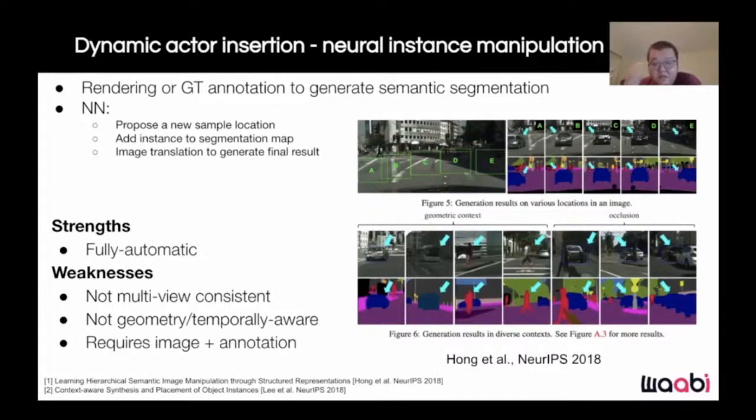This approach is fully automatic, but suffers from the same challenge as image translation methods. It is not so 3D aware since the sampling is in 2D, and it might not be temporally consistent since the network does per-frame predictions. It also still requires a real image and corresponding annotated semantic segmentation.